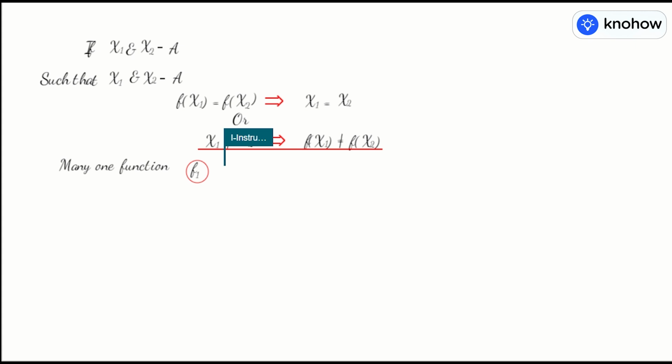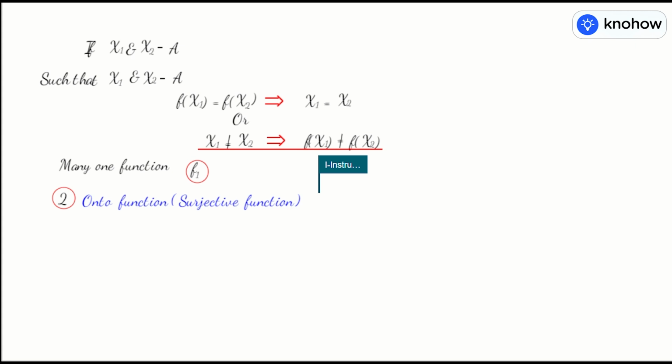Now next type is onto function. Take the next definition, that is number 2, let me call it, type of functions, onto function. Or alternatively we call them surjective functions. What are surjective functions? The examples for surjective functions are example 5 and example 6.